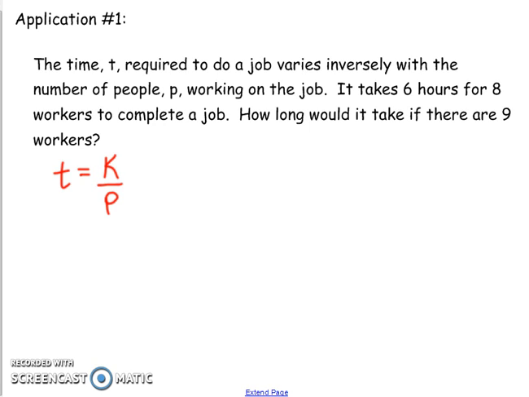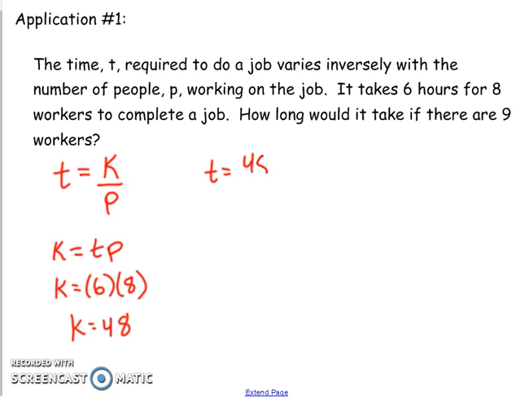So once we have this set up, we're going to fill in what we know. It takes 6 hours for 8 workers to complete a job. So we're going to solve for K. K equals TP. And we know that the time is 6 hours and the number of people is 8. So K equals 48. So our constant is 48. So our function is going to be T equals 48 over P. That's the function that models it.